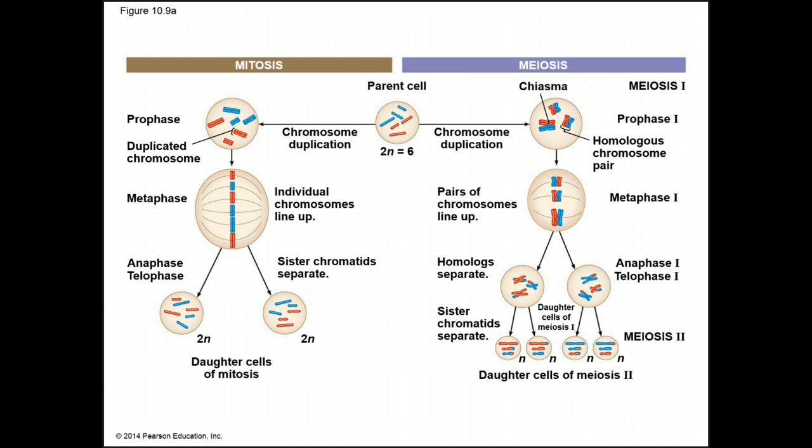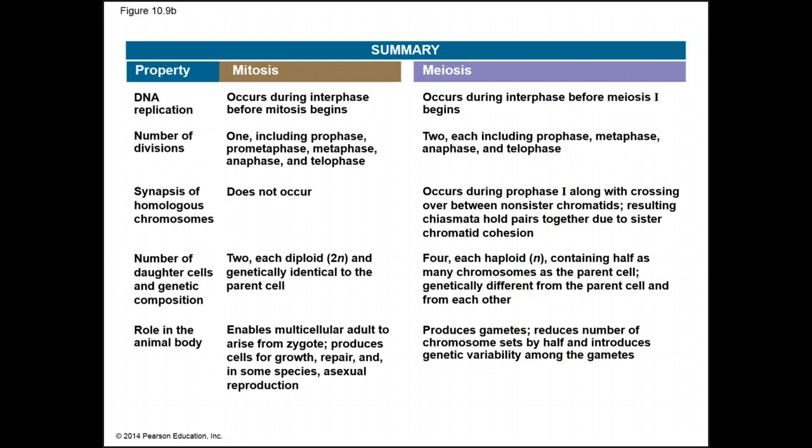In meiosis, you get 4 cells. At the end of mitosis, you get 2 cells. Mitosis plays a role in growth, development, and repair in body cells, and meiosis only occurs to produce haploid sperm and egg. It has no other role in the eukaryotic organism. This figure summarizes some of the differences between mitosis and meiosis. Make sure you're aware of some of the differences and similarities.